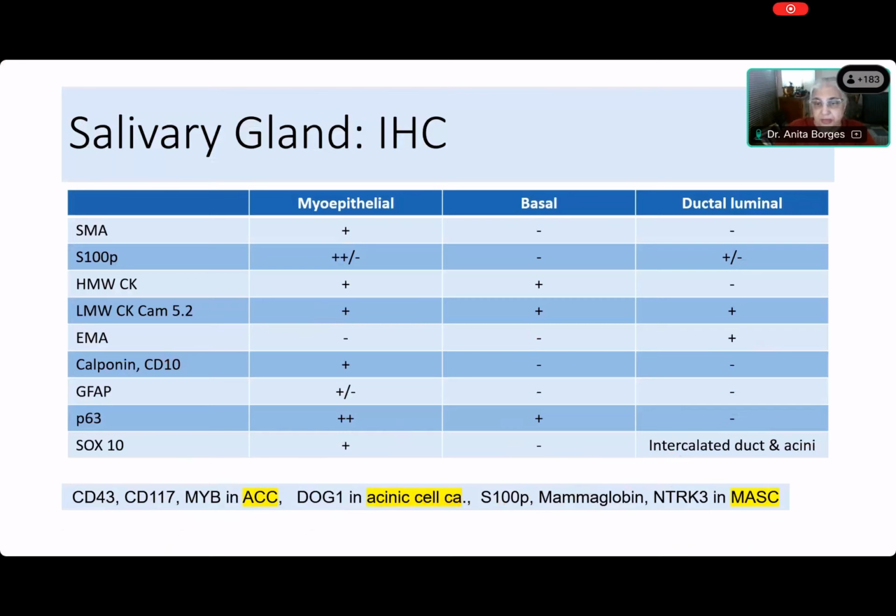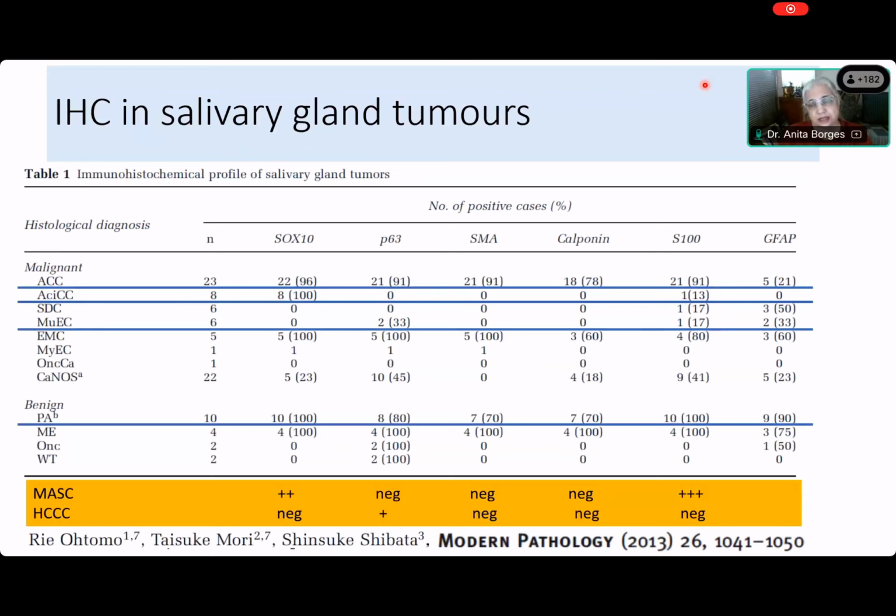All right, so these are the additional markers that have now become fashionable to use. And why do I say fashionable? Well, frankly, I don't use immunohistochemistry in the routine diagnosis of salivary gland tumors. A lot of people use it because it's become fashionable, but you don't need immunohistochemistry, and we'll come to that in a minute.